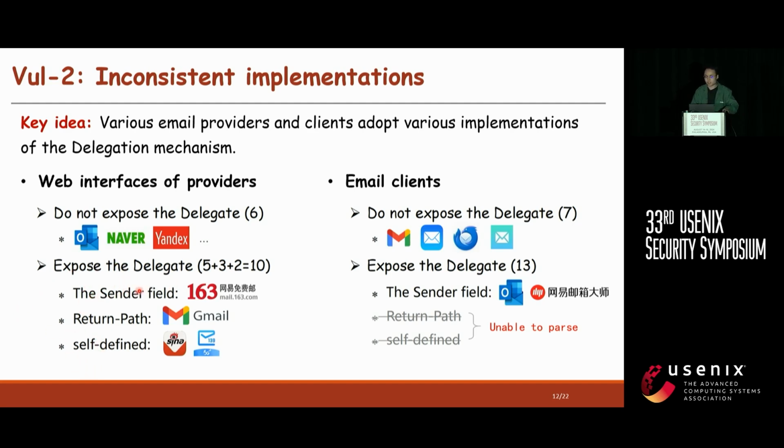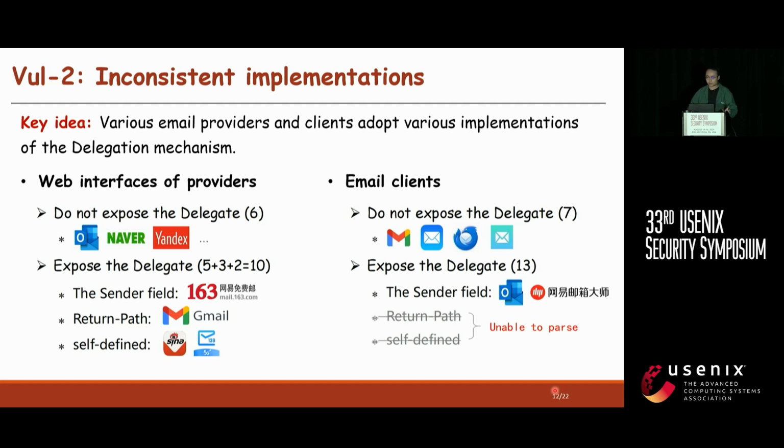For example, although the RFC defines the sender field as the delegate, Gmail shows the return path as the delegate. However, some other service providers have self-defined policies to implement the delegate showing. However, when you're using Gmail service on different client applications, the inconsistent implementation will cause some security issues. For example, some of the clients are unable to pass the return path and the self-defined delegation information. This inconsistency in handling delegate information can lead to potential security issues.